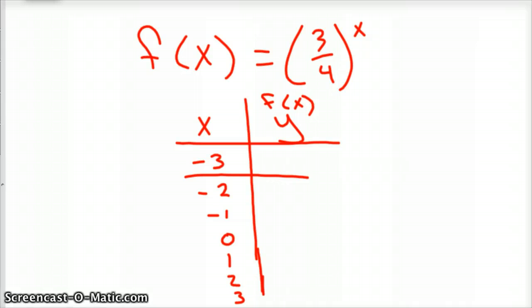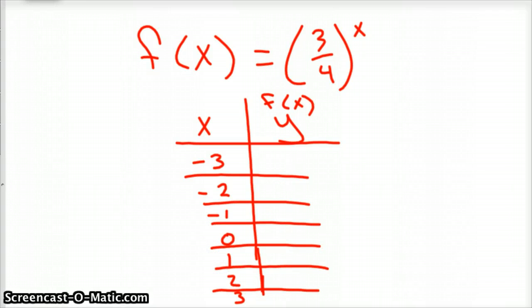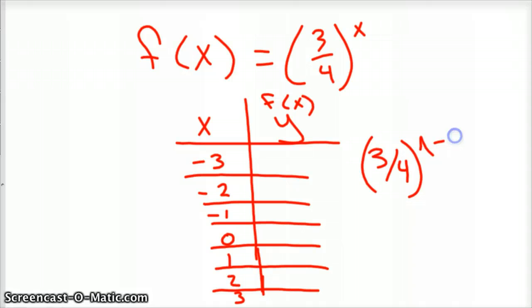And just start plugging it in so that we can just get kind of a rough sketch of this thing. So 3/4 to the negative third power would be the first one. So I'll just kind of show you what I'm typing in. I'm going 3/4 caret negative 4.